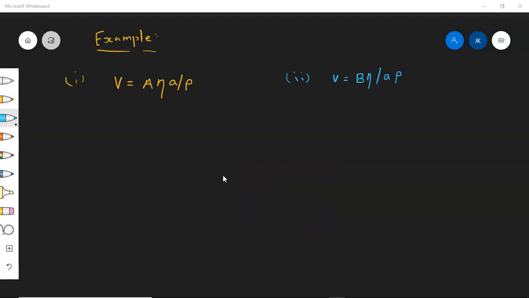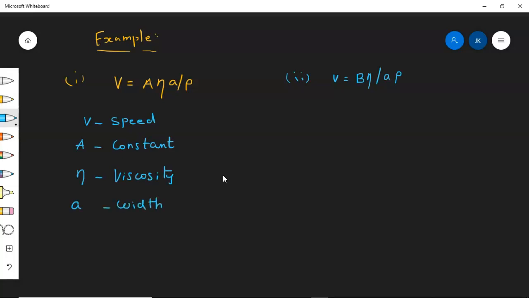Example, here we have an equation. V is equal to A eta over A rho, simply. V is here speed, A is a constant which does not have any unit. Eta, viscosity. A is known as width. It's not acceleration. It's given as width. Rho, it is a density. This formula you can see in fluid mechanics, and we have to check if it is homogeneous or not.